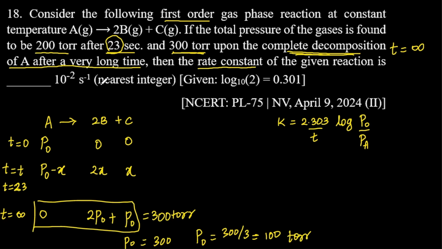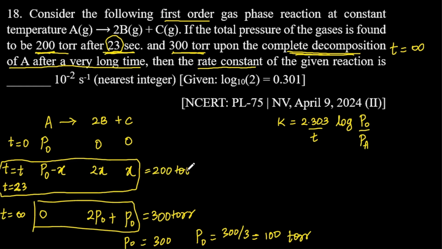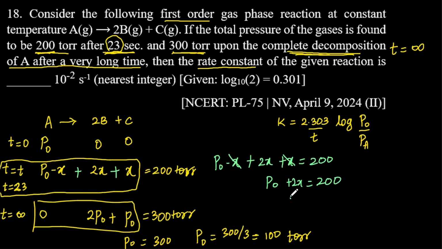Now another information is also given. After 23 seconds, the total pressure of the system is 200 torr. So this is the time we mentioned as 23. So the total pressure is equal to 200 torr. So when you add this, you can find the value of x. So let us see the calculation. So I will write it here. P naught minus x plus 2x plus x equal to 200. So minus x and plus x will get cancelled. So P naught plus 2x equal to 200. 2x equal to 200 minus P naught.